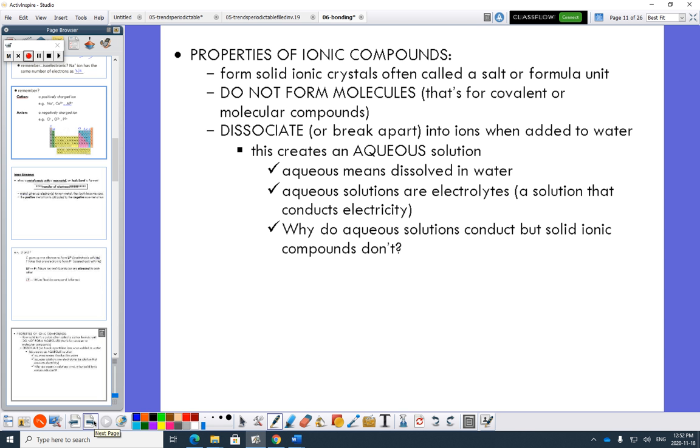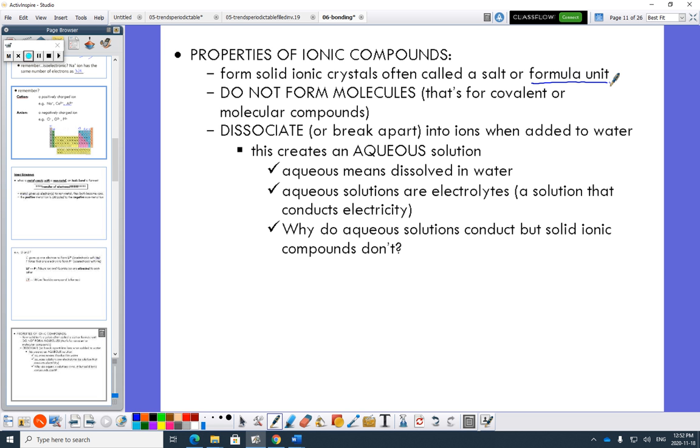So another thing that's important is the properties of ionic compounds. So they form what's called solid ionic crystals. Now, because we should not use the word molecule unless it's nonmetals, then we often call these salts. Your textbook loves to call them formula units. People often just call them ionic compounds too, that's fine. But you should not say molecules. So molecules are for covalent bonds, molecular compounds, okay?